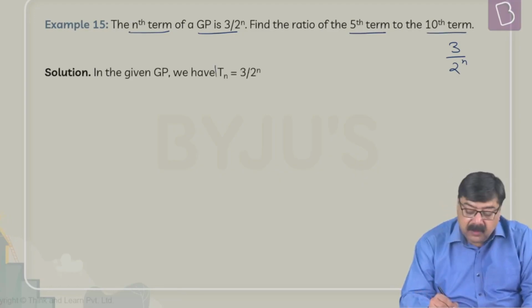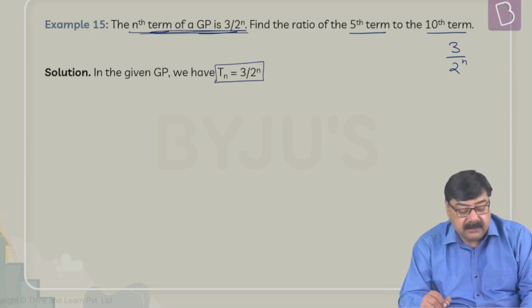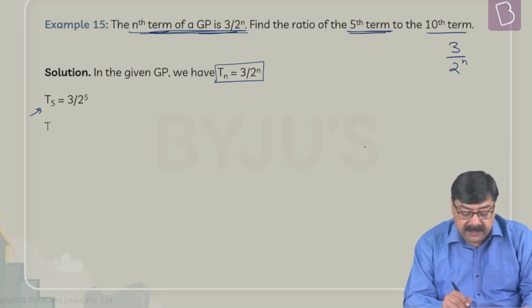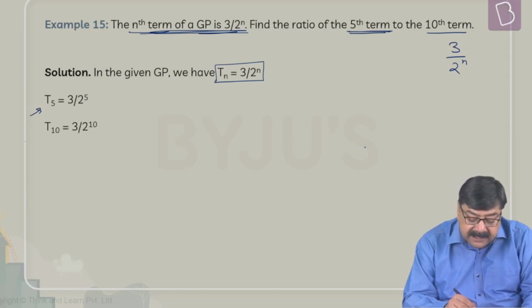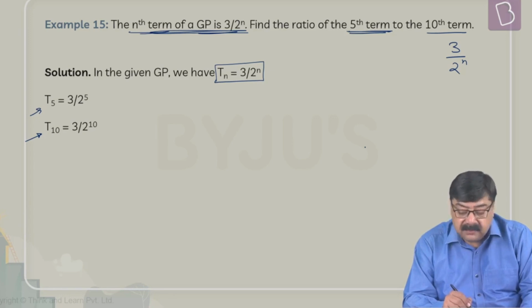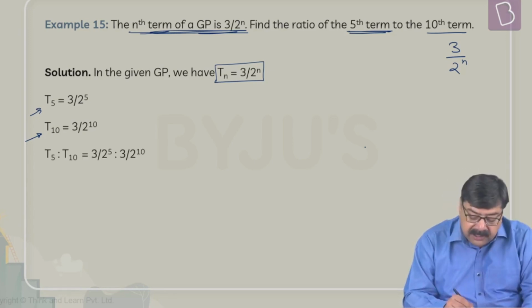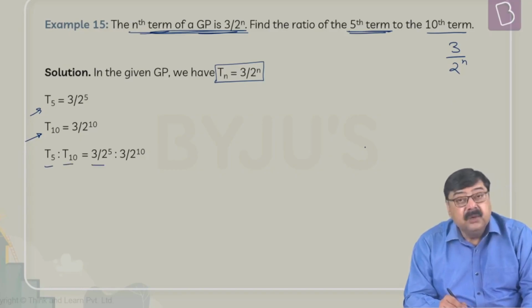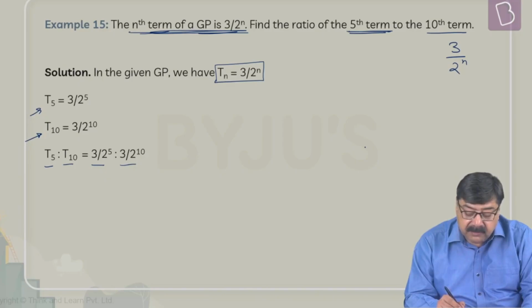So the value of nth term here is given to us as 3 by 2 raised to n. The fifth term here shall be 3 by 2 raised to 5, and the 10th term here is 3 by 2 raised to 10. So the ratio of these two terms, that is T5 is to T10, shall be 3 by 2 raised to 5 is to 3 by 2 raised to 10.